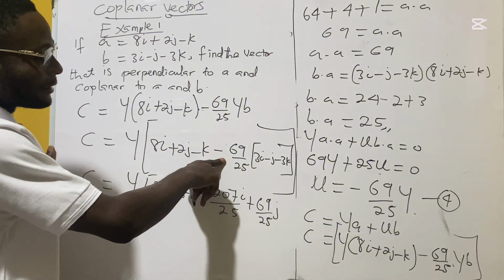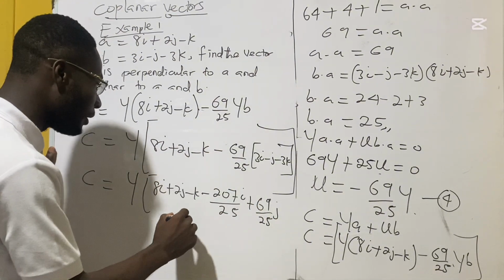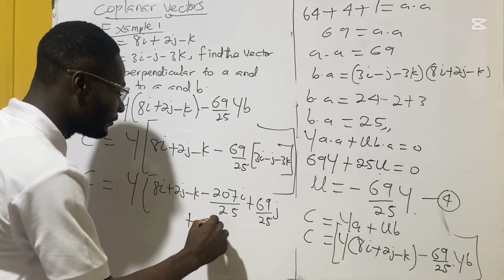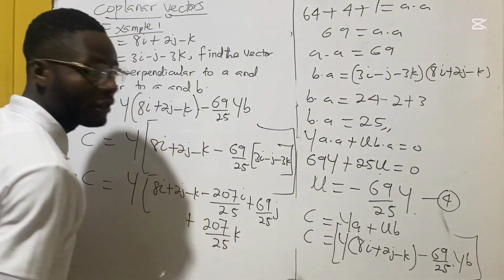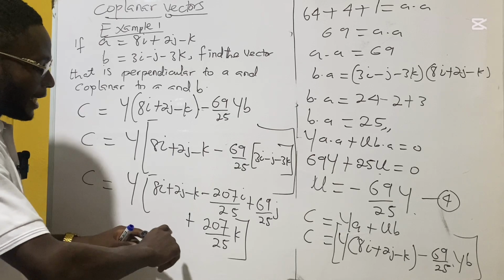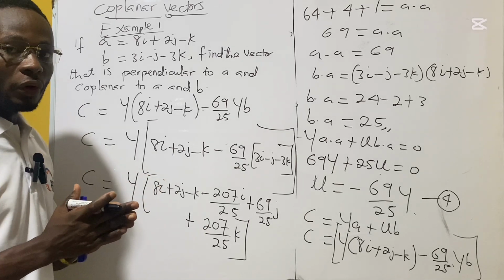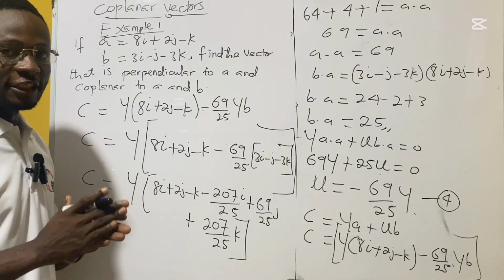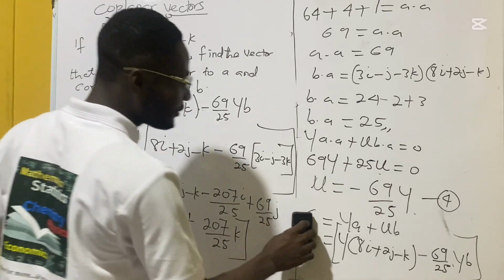Okay, minus 69 over 25 times minus 3. So that becomes plus 207 over 25k. So this is what we have now. The only thing we have to do now is to add the common position vectors. Add the common position vectors. Good.